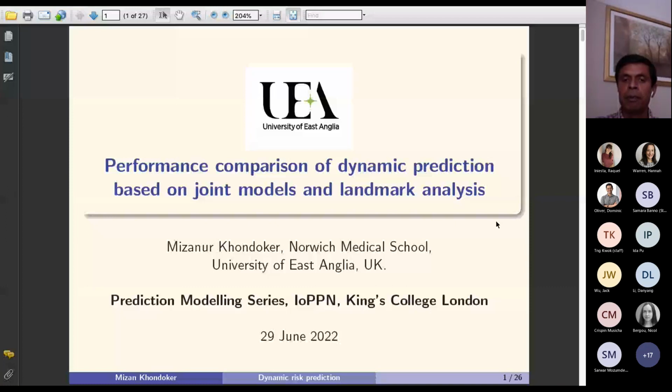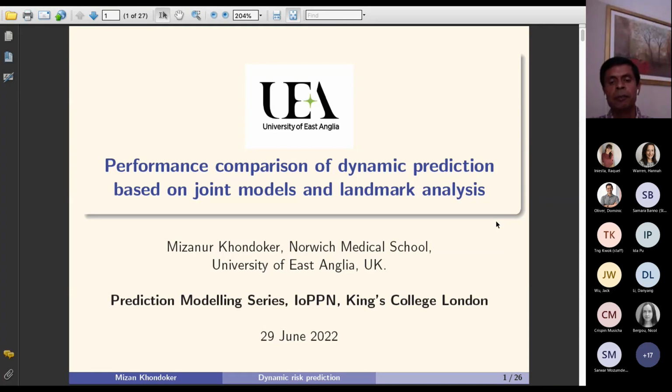There are a couple of technical slides, but you should be able to follow even if you're not familiar with the mathematical details of joint models, because I'll be using some graphical illustration as well of the mathematical formulas.